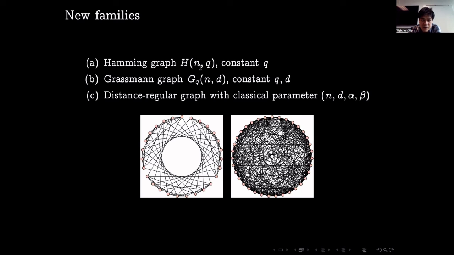We have the Hamming graph, like we mentioned before: as long as Q is a constant, then it's covariant. And we also have the Grassmann graph, which is a generalization of the Johnson graph. If Q and D are constant, then it has a constant spectral gap, so automatically it's a covariant graph. And also we have the distance regular graph with classical parameters D, alpha, beta. And this is also covariant because the spectral gap is a constant.